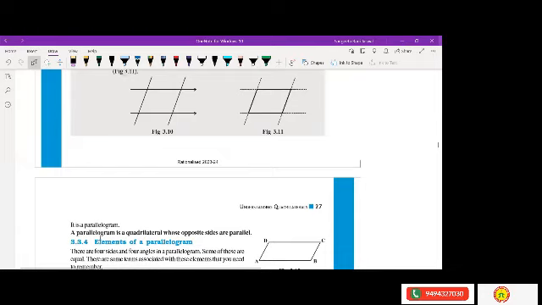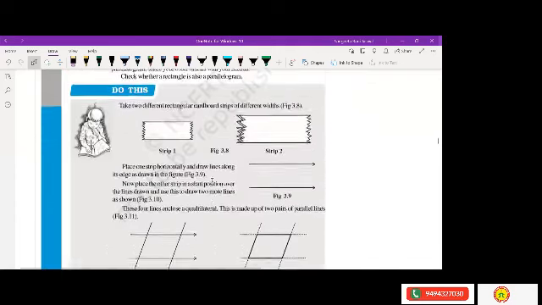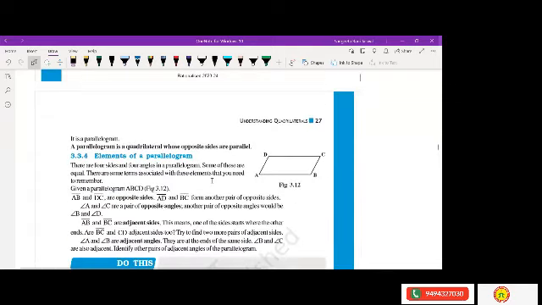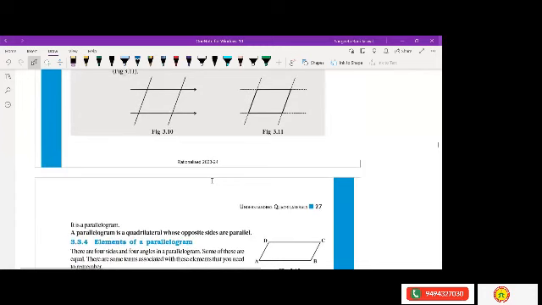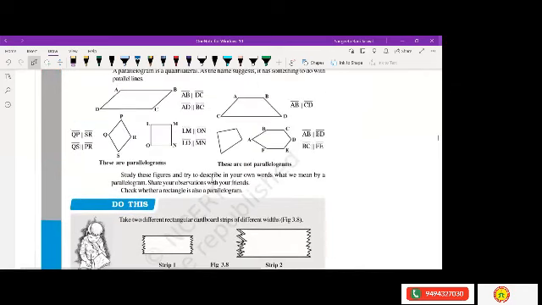Now look here, a parallelogram is a quadrilateral whose opposite sides are parallel. That is called a parallelogram. Is a rectangle a parallelogram? Yes. If you see the sides of a rectangle, the opposite sides are parallel. The only thing is the angles of a rectangle are 90 degrees each, but in a parallelogram the angles are not 90 degrees.